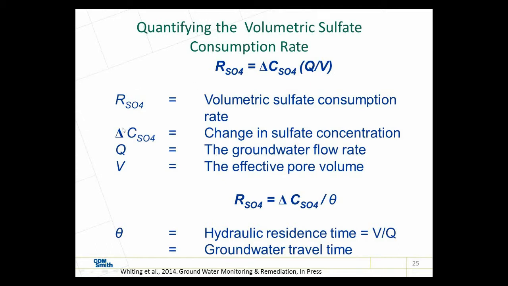We calculate this by calculating the change of sulfate concentration, up gradient and down gradient, and then multiplying it by the flow rate, dividing it by the pore volume, or in other words, dividing it by the hydraulic residence time, say if you have a biowall or a bioreactor, or by the groundwater travel time. So very easy to calculate.